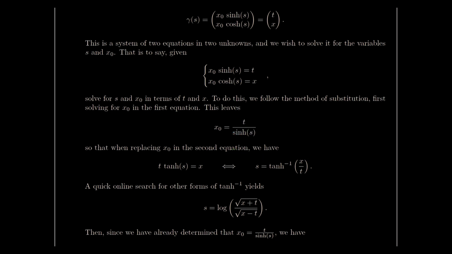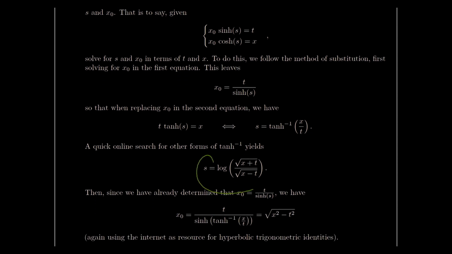Okay, so that's not too bad. You can actually search for other forms of tanh inverse and find out that it's equivalently log of root x plus t over root x minus t. So you can write s in either of those 2 cases. You then have found s in terms of x and t. How can I find x naught in terms of x and t? All I do is I plug this s into the x naught version, and I go through some simplification with hyperbolic trigonometric identities, we find out that x naught is actually root x squared minus t squared.